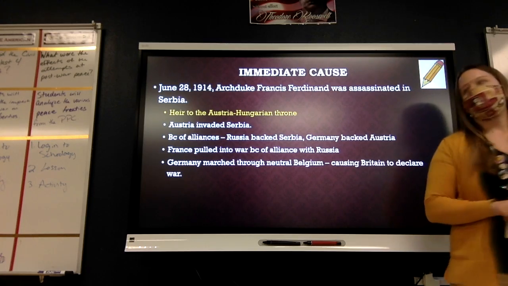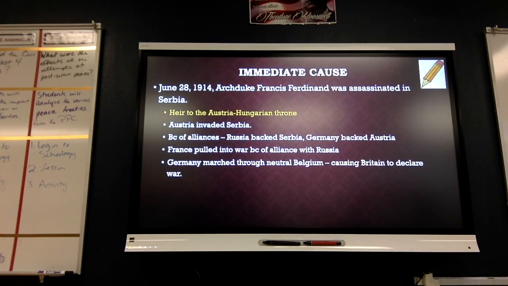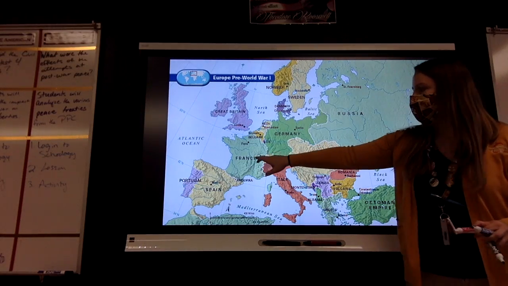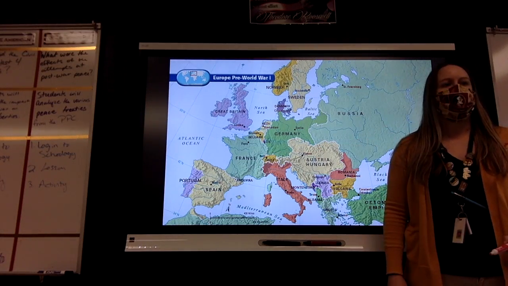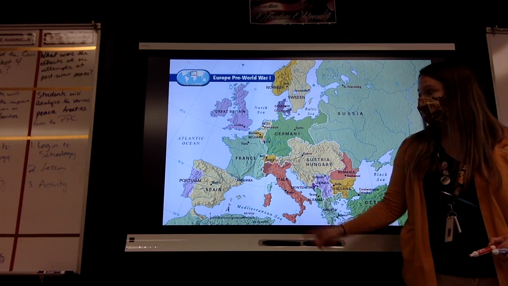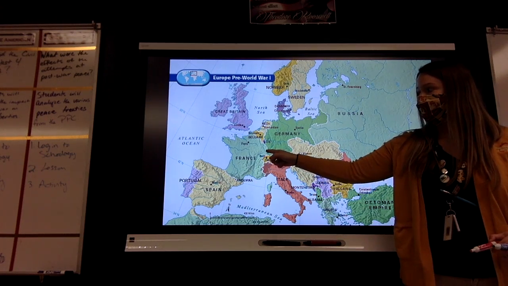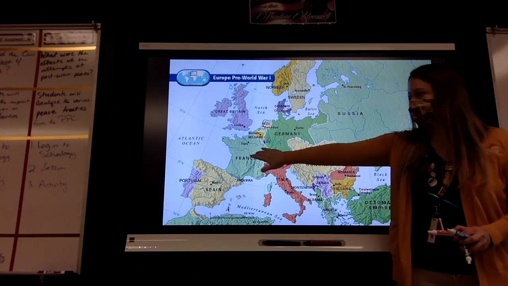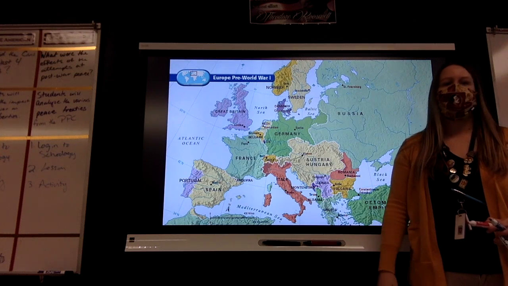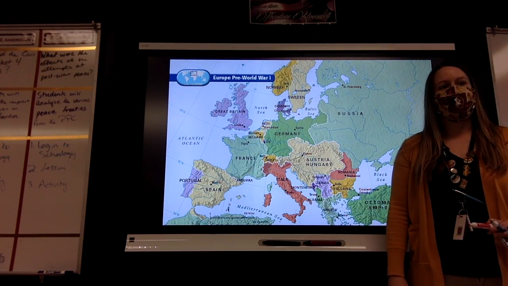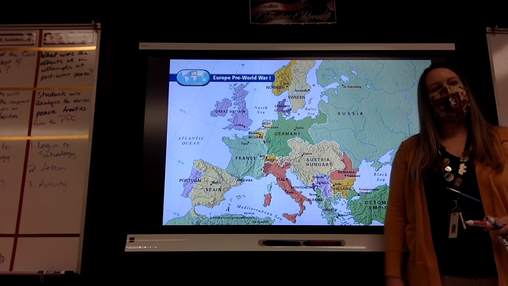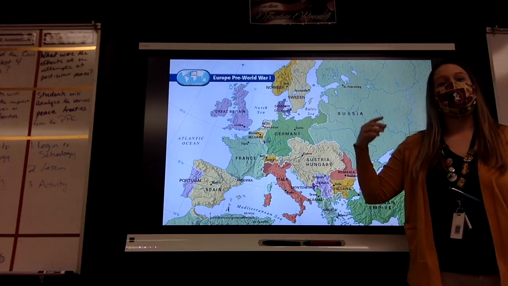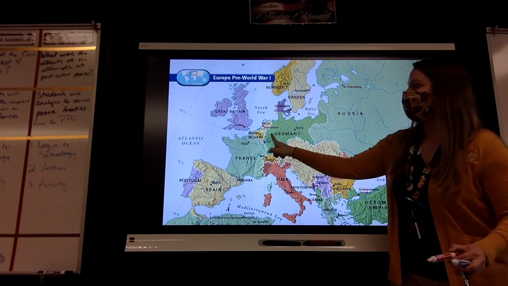In the Schlieffen Plan, if we go back to the actual map, if you're France, where is Germany going to invade at? Down the east. Maybe right there, where the actual border's at. So the French move their troops there. If you're Germany, though, what's another way you could come in? Through Belgium. So Germany instead initiates the Schlieffen Plan and invades through Belgium.